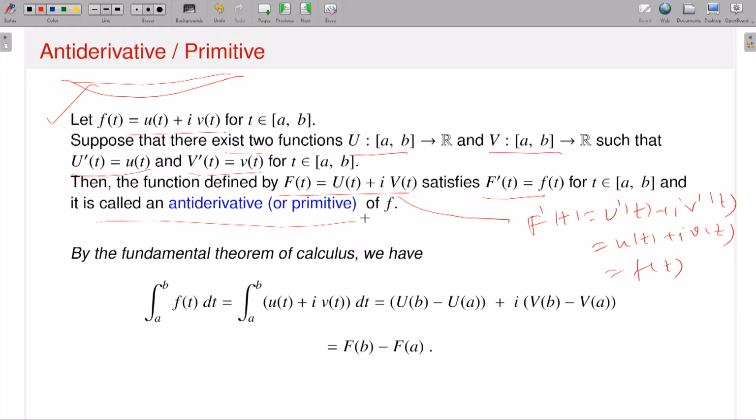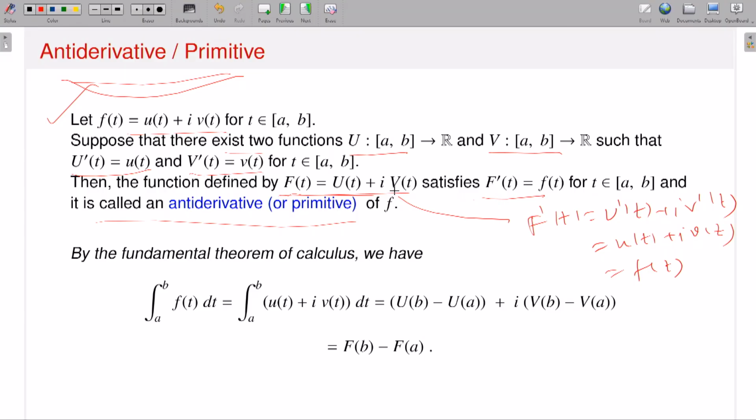So antiderivative or primitive of small f means I should have the existence of a function, let it be capital F, from closed interval [a, b] to C, such that if I take the derivative of capital F, it should exactly equal my small f. So what I have said is that if I have an expression f which is of the form u(t) plus i times small v(t), and if the primitives of small u and small v exist, let them be capital U and capital V, then we will have the existence of a primitive of small f. So what you have to do is write capital F, which is capital U(t) plus i V(t), which is differentiable because capital U and capital V are differentiable functions, the components are differentiable, and therefore it will imply that capital F prime of t is exactly equal to small f(t).